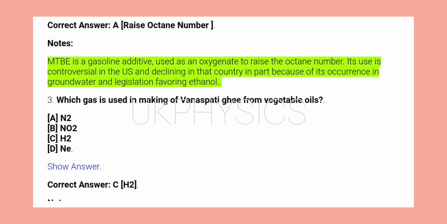MTBE is a gasoline additive used as an oxygenate to raise the octane number. Its use is controversial in the US and declining in that country in part because of its occurrence in groundwater and legislation favoring ethanol.